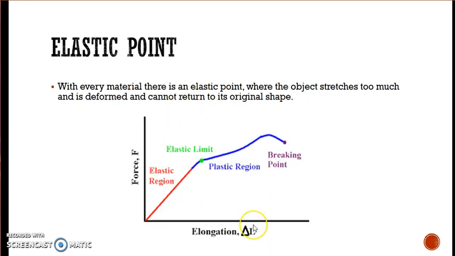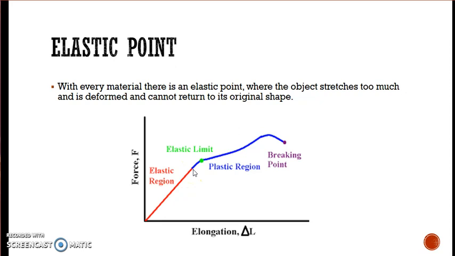Alright, elastic point. With every material, there is an elastic point, where the object stretches too much and is deformed and cannot return to its original shape. So, on the y-axis is the force, and on the x-axis is the elongation, aka the extension. So right here is the elastic region. It's where whenever you put this much force on the spring, it will always return back.